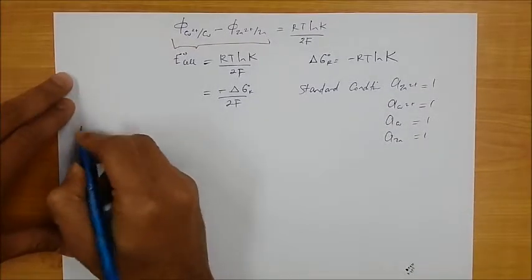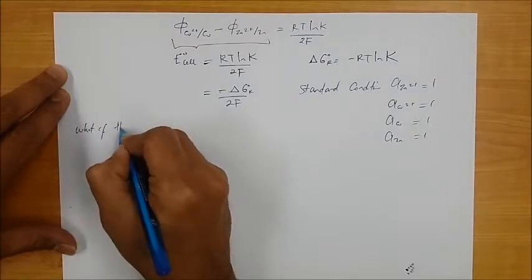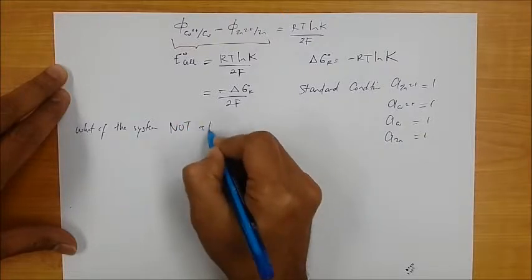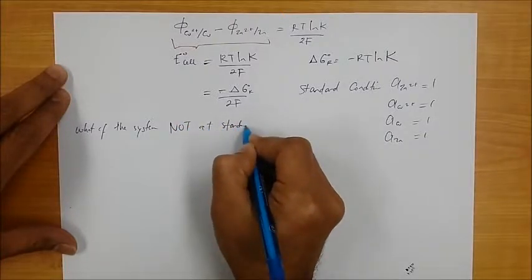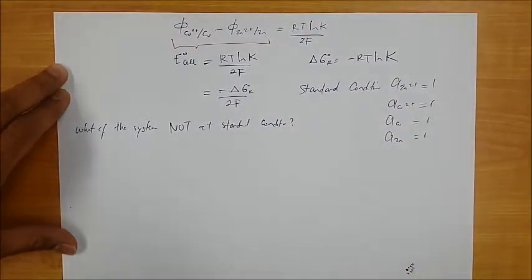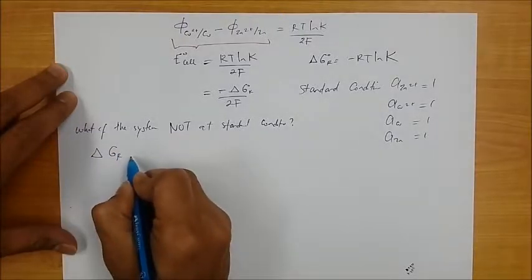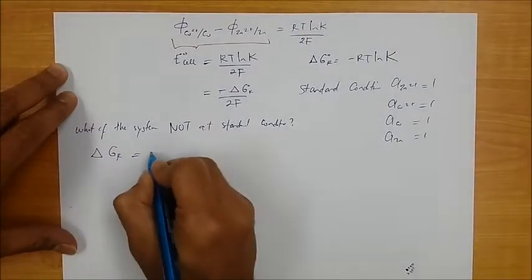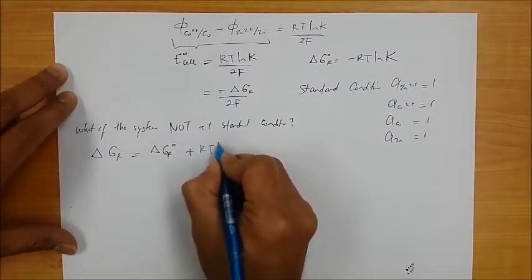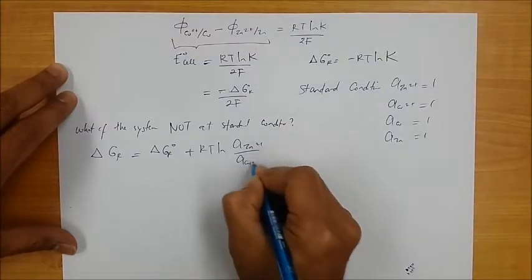So what if the system is not at standard condition? Okay, if it's not at standard condition, then you have to go back to the expression of delta G R equal to delta G R naught plus RT ln activity of zinc 2 plus over activity of copper 2 plus.